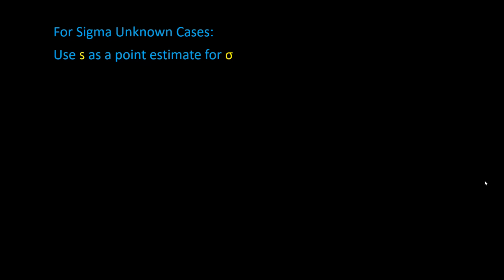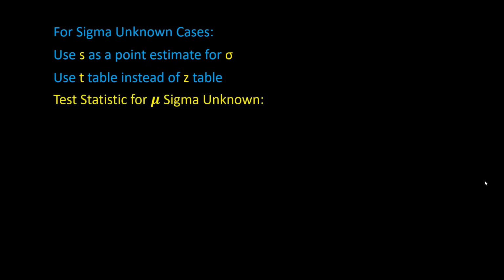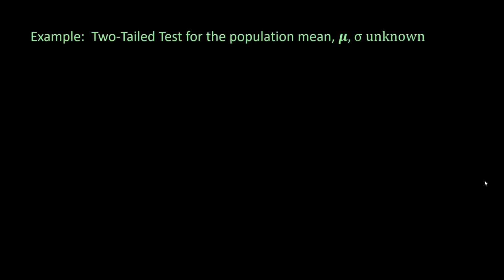Remember, for sigma unknown, we use s as a point estimator for sigma, and we use the t table instead of the z table. The test statistic for mu, sigma unknown, is as follows. t is equal to x bar minus mu naught, the hypothesized mean, divided by s over the square root of n. So let's do an example of a two-tailed test for the population mean mu, sigma unknown.